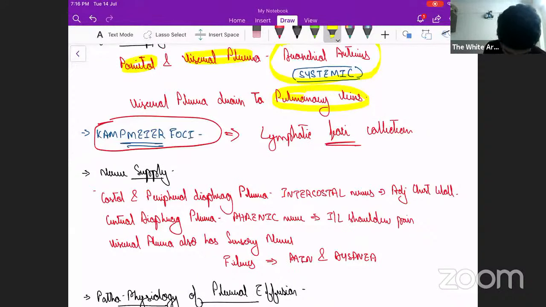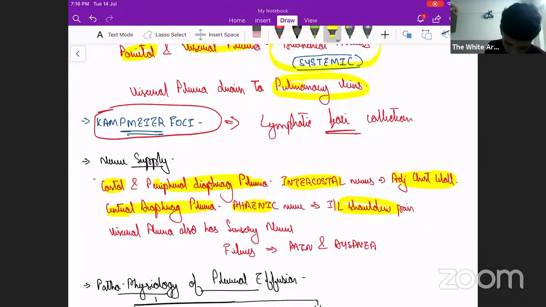That is why I put costal and peripheral diaphragmatic pleura. It is supplied by intercostal nerves. So the pain over here, where will it be referred to? It will be referred to the adjacent chest wall. Next comes the central diaphragmatic pleura, again supplied by phrenic nerves, and since it is phrenic nerves, we get ipsilateral shoulder pain. Next is visceral pleura, which is also supplied by some amount of sensory nerve fibers.